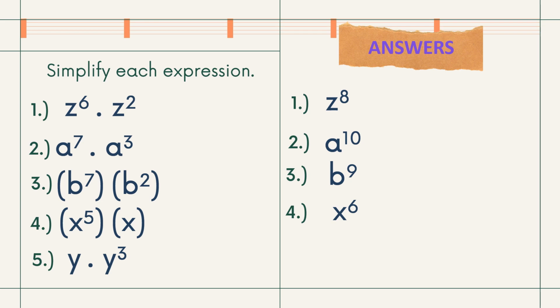We're going to add 5 plus 1 because x has a power of 1. How about for number 5? Alright, the answer is equal to y raised to the 4th power. Congratulations! You already know the first property of exponent, which is the product rule.